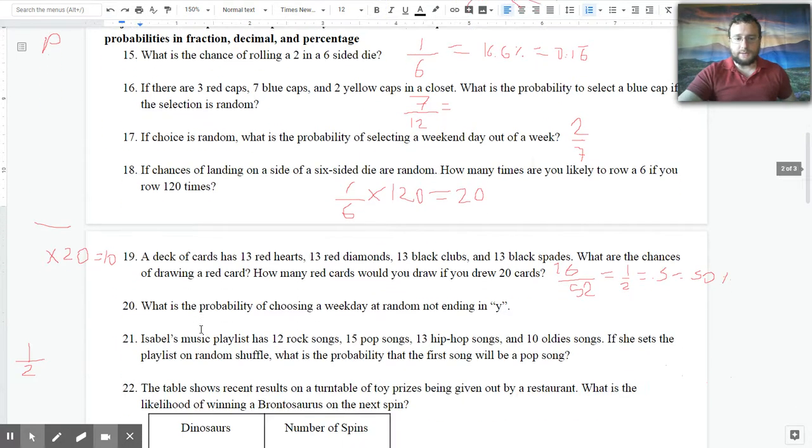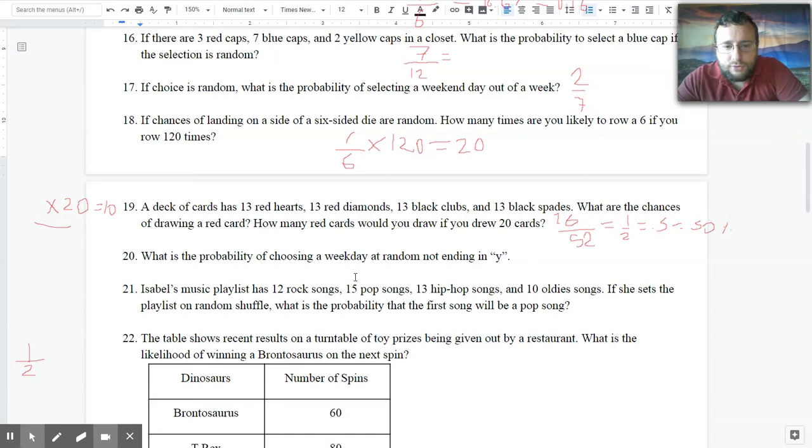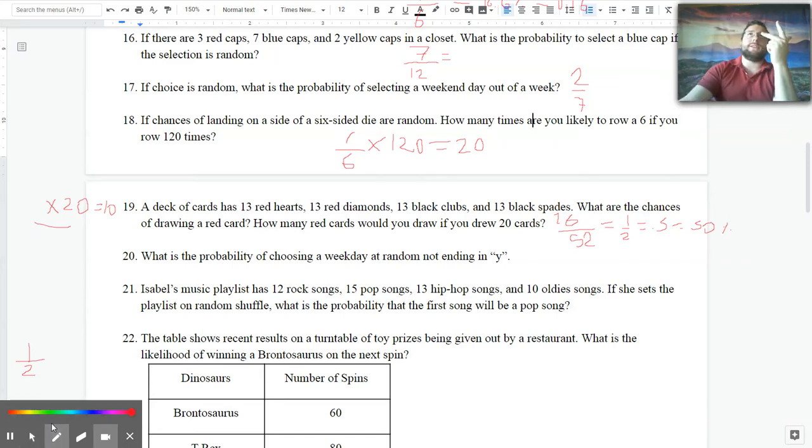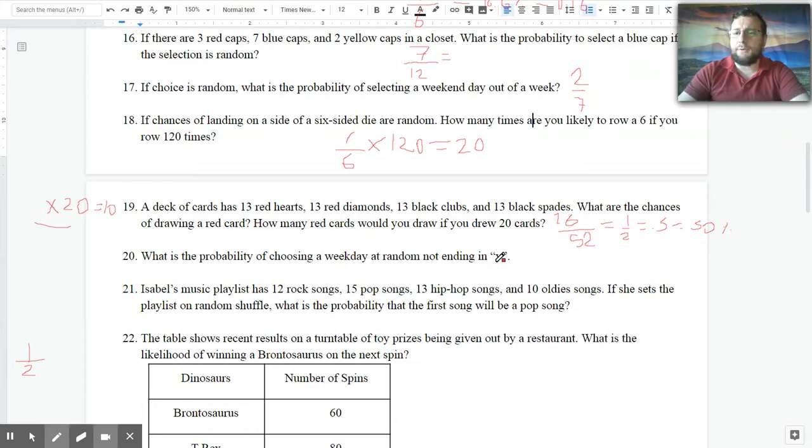That's what this means. What is the probability of choosing a weekday at random not ending in Y? Monday, Tuesday, Wednesday, Thursday, Friday, Saturday, Sunday. They all end in Y. So what is the chance of that happening? 0. It's not possible. If there are no outcomes that satisfy you out of the set of possibilities, the chance is 0. So that's an impossible event.